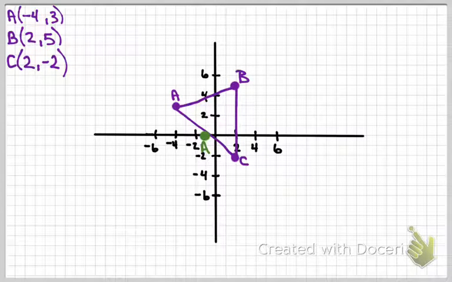Okay, so point B, did you put it at 5, 2? Yes. And then point C, did you put it at 5, negative 5? Okay. 5, negative 5?